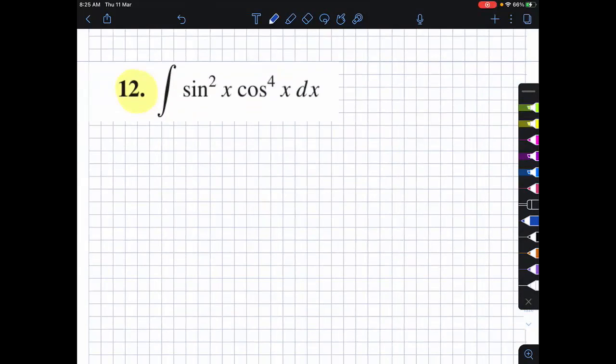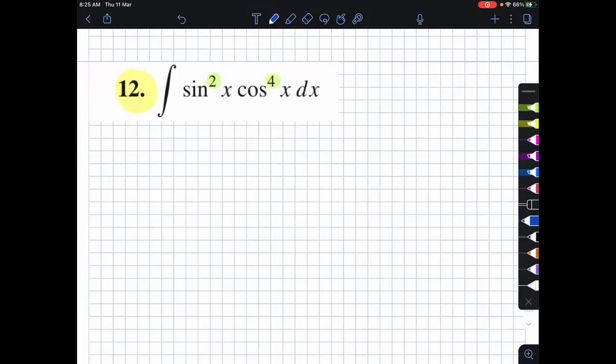So sine squared x cosine to the power of 4x. Both of them here are even, meaning the exponents are even. The exponent of sine is even, which is 2. The exponent of cosine also is even, which is 4. So how to solve here? I have to split which one of them. I have to write, for example, cosine to the power of 4 and leave sine squared.